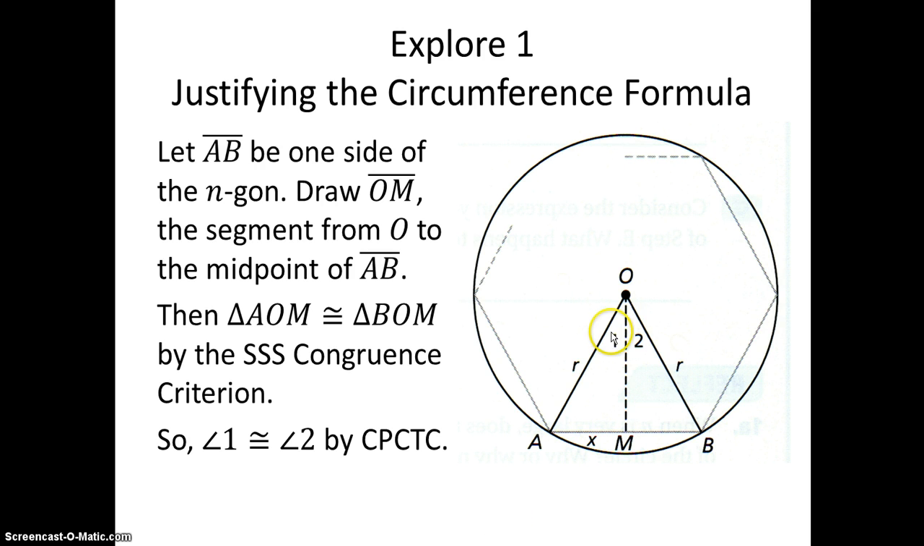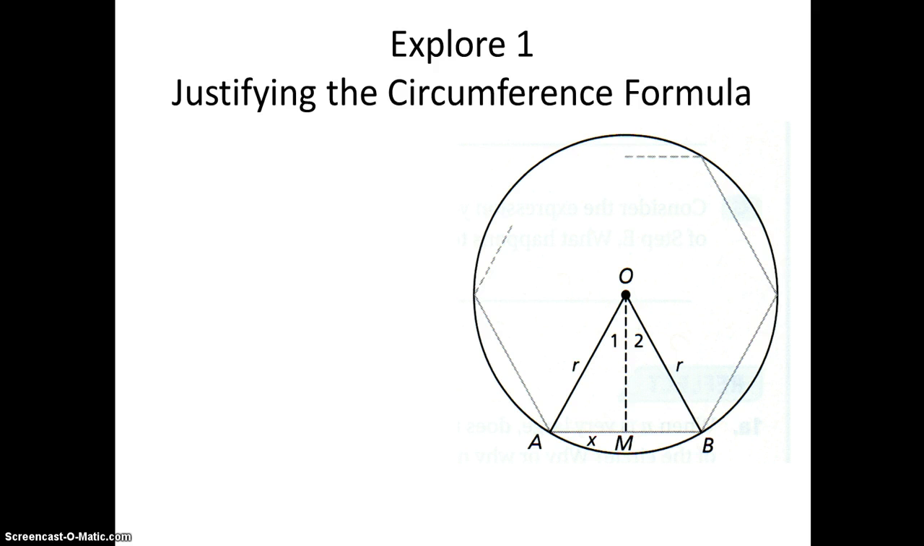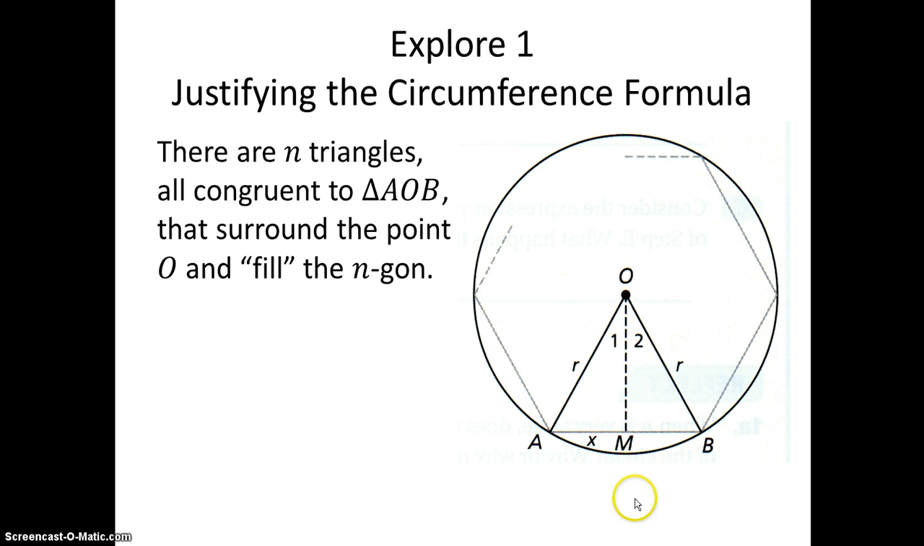Since these two triangles are congruent, I also know that angle 1 is congruent to angle 2 because they're corresponding parts of congruent triangles. Now, notice that there are going to be exactly n of these triangles, and they're all going to be congruent to triangle AOB. Why do I say there's n of them? Because you can imagine there are exactly n sides to this polygon that we've inscribed. Therefore, there are exactly n of these triangles that fill up the N-Gon.